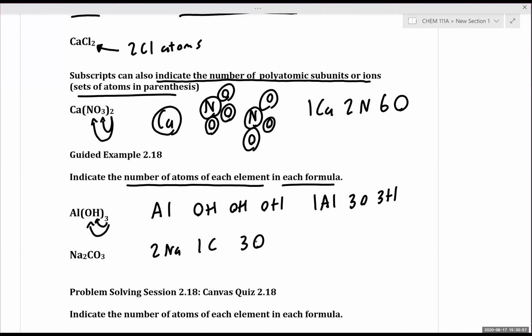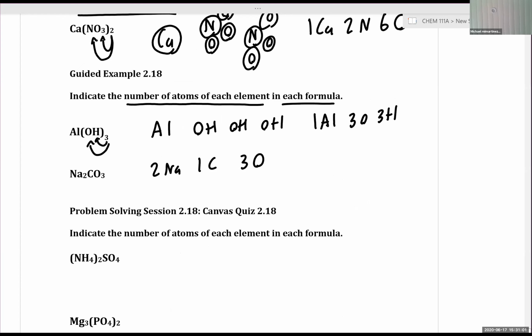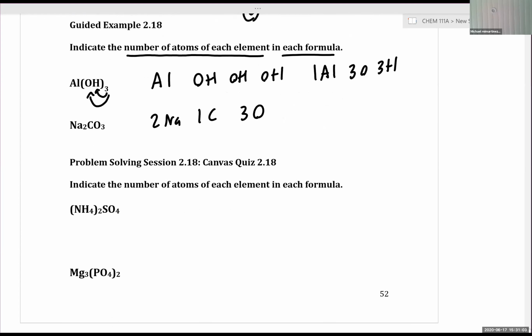Yes. So then, for our last example for today's lab lecture, I'd like you to open up problem solving session 2.18, and I'd like you to indicate the number of atoms of each element in each of the following formulas.